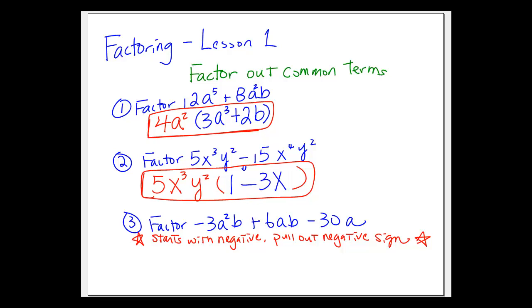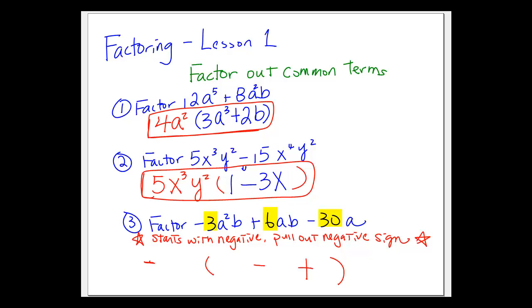Number 3 is a little bit different because it starts with a negative sign. Usually when we have a negative beginning, we will pull out a negative sign. So for sure, I know I'm going to pull out a negative. But when you pull out a negative, make sure you change the sign of all your terms inside the parenthesis. So the first term becomes positive, the second term becomes negative, the last term becomes positive. So when you start with a negative, you pull out the negative and change all the signs in the parenthesis.